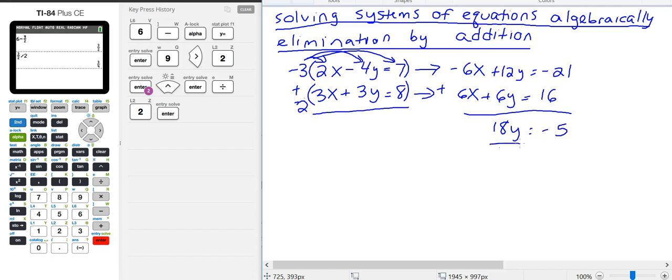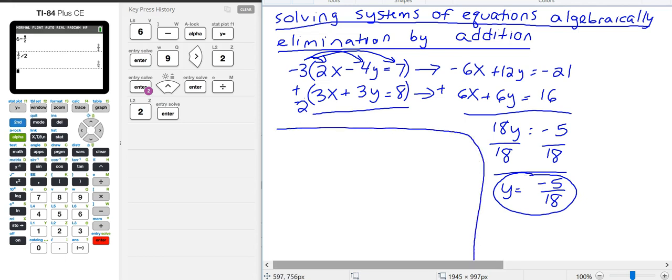And we could solve for y by dividing by 18 and dividing by 18. Y is equal to negative 5 over 18. That's the y coordinate of the intersection of these two lines. Let's solve for the x coordinate. To do that, we just have to plug in this y that we found into either of the equations. Let's use the first equation. 2x minus 4y is equal to 7. We could use the equation that we changed it into, this one over here. But we could also just use the original, it doesn't matter.